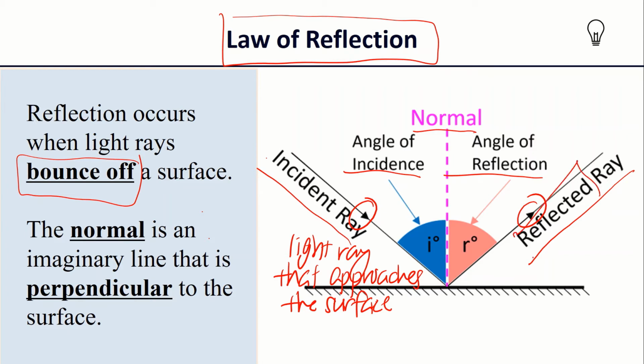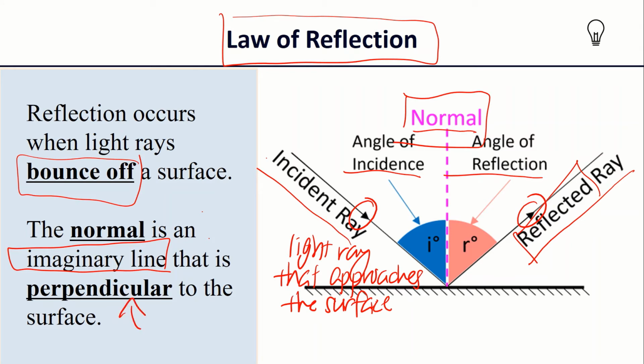So needless to say, this is the light ray that's reflected off the surface. Okay, now there's another line here called normal. So what is normal? Normal is a line, an imaginary line. The normal is an imaginary line that is perpendicular to the surface.